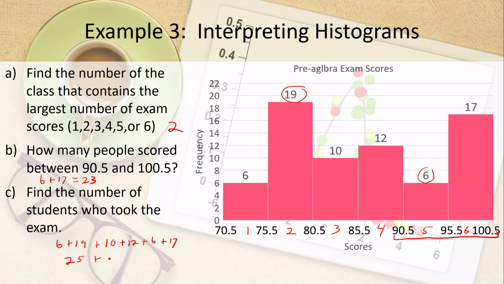plus 10 plus 12 is 22, plus 10 plus 6 plus 17, 23. 22 plus 23 is going to be equal to 45. So this is going to be 25 plus 45, which will be equal to 70. And that would be our answer for the last one. Now your homework problem is similar to this, but not exactly like this. So we'll talk about that in a little more detail in just a moment.